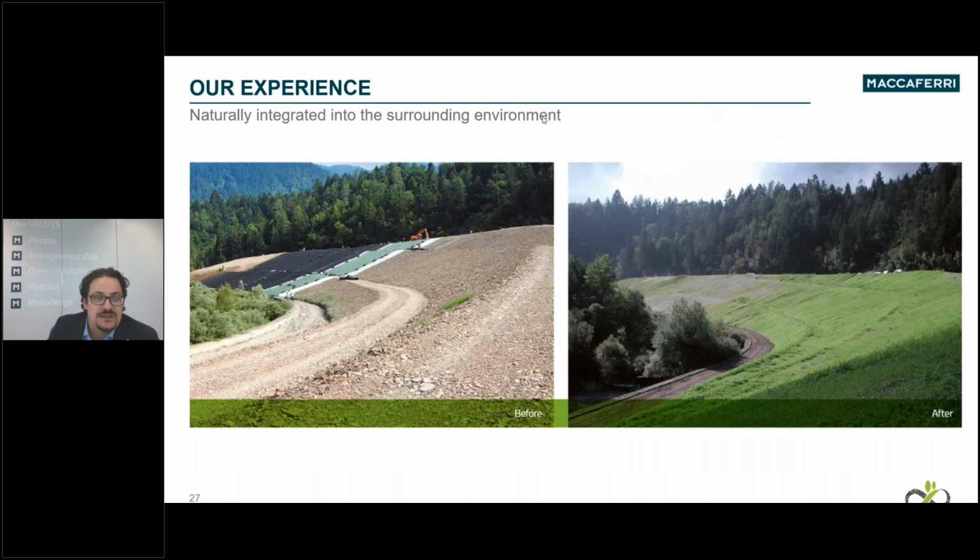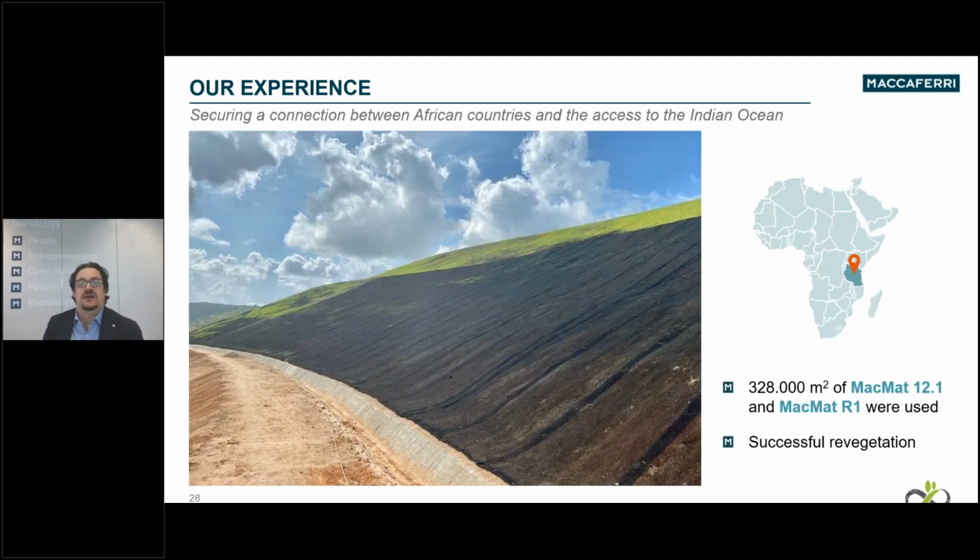Here, for instance, you have a case history, a before and after. In that case, the MACCAFERI was used in a landfill capping in order to guarantee the stability of the soil coverage. And as you can see, with only a few centimeters of soil installed over it, after a few months the slope looks like a hill that is completely environmentally friendly and inserted in the context. So this is only to show how it looks.